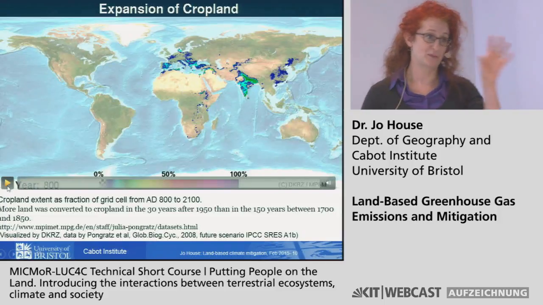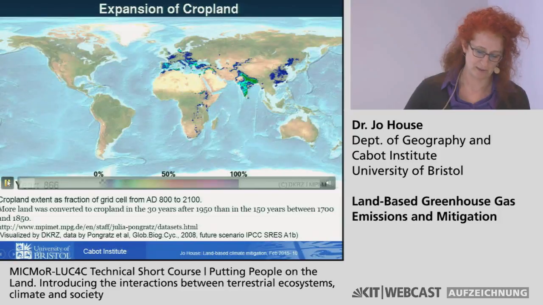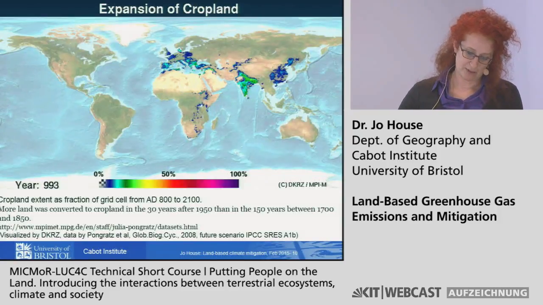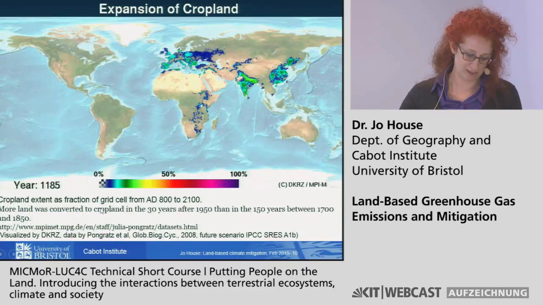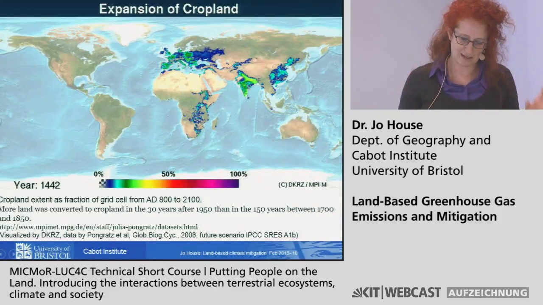This is a simulation by Julia Pongratz, who looked at land use change back through time and over history, and it's the expansion of cropland. So you're seeing the area of cropland expanding, and a deeper colour means more percentage of the grid cell is covered by cropland. It's quite nice. If you start having a look, you'll see in Europe cropland expanding, and then any minute you should see the black death hit, and it contracted a bit, and now it's expanding again.